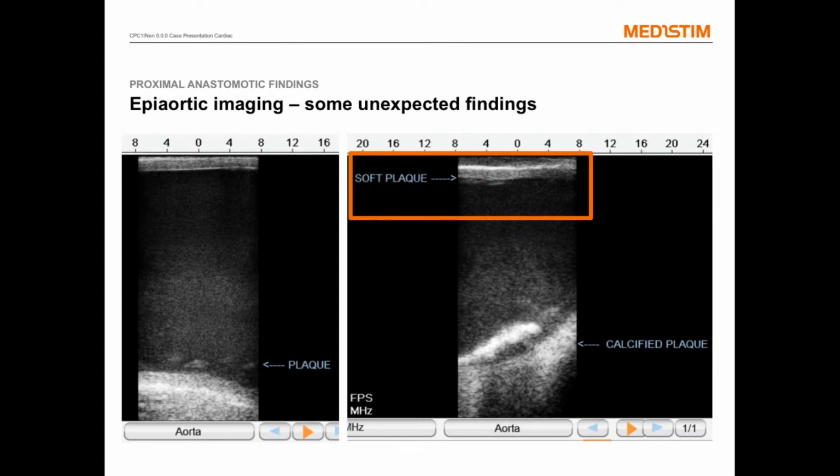We also see indication of soft plaque on the proximal wall to the probe. These findings changed the plan of the procedure for both the cross-clamp site and the cannulation site. These were new findings, not known before the procedure.